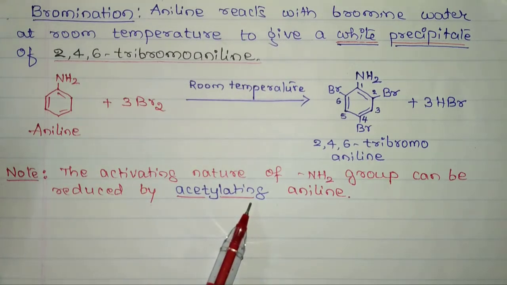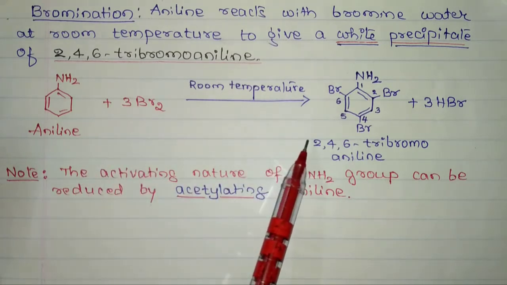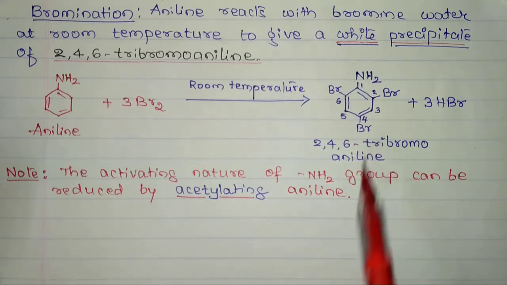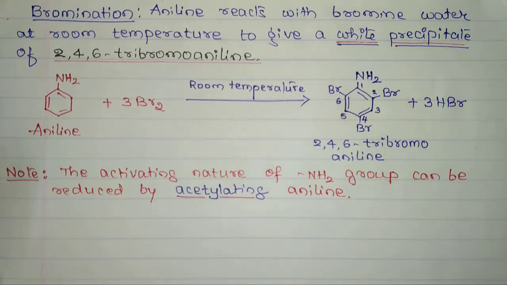Acetylated aniline is less reactive towards electrophilic substitution reaction. Hence, it always gives the para substituted product. This on hydrolysis gives the para substituted aniline as the major product. Now let us see the example.